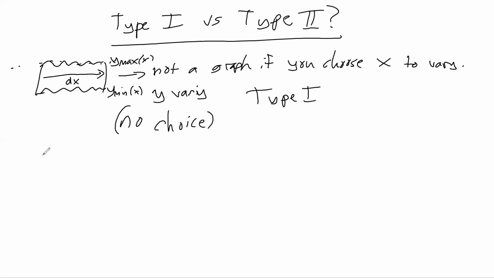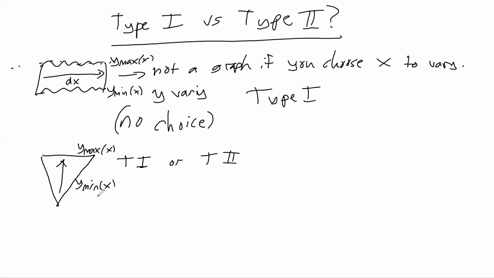But what about something like this? This triangle. In fact, it is a type 1 and a type 2. Because if it's type 1, you simply call this constant, this flat line, y max, and you call this piecewise curve y min. On the other hand, you can call it type 2, and you can call this x max, and you can call this x min.